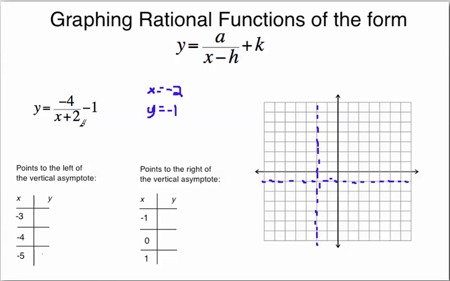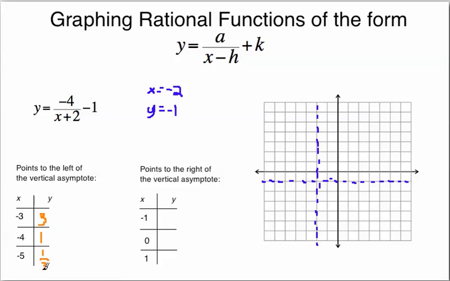So when we plug in negative 3 here, negative 3 plus 2 is negative 1. Negative 4 divided by negative 1 is positive 4, and then positive 4 minus 1 gives you a positive 3. I've already done these other calculations, so I'm just going to put them down here so we can graph them. You can check them yourself. If you plug in negative 4, you end up with y as 1, and if you plug in negative 5, you end up with y as 1/3.